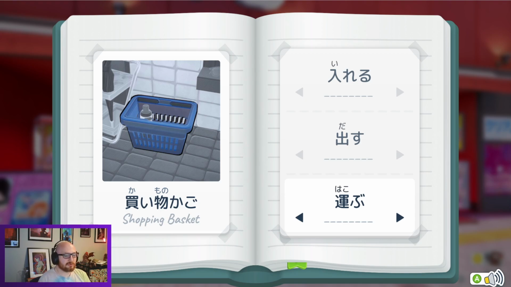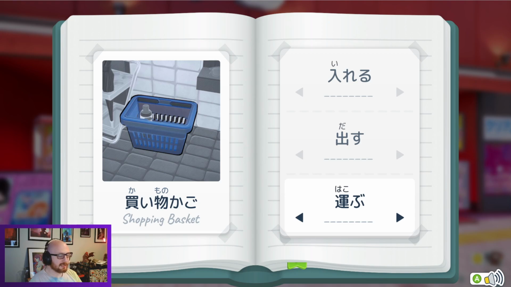Hakobu is what you can do with a kaimono kago. I don't really think about it that way, but I guess you are transporting things, and that's exactly what hakobu means. So hakobimashita, transported, hakobimasu, hakobimasen, hakobimasen deshita. All of those from our polite conjugation, hakobimashou, hakobimashouka as well.